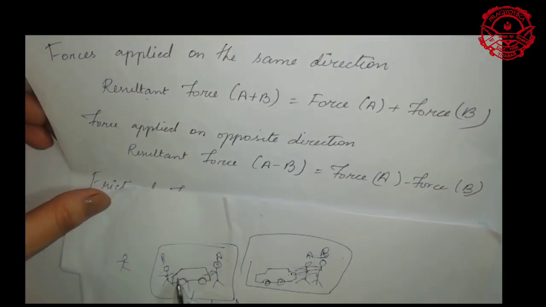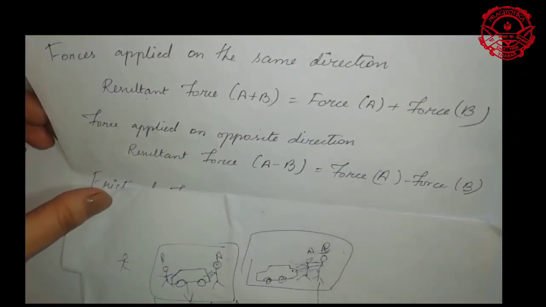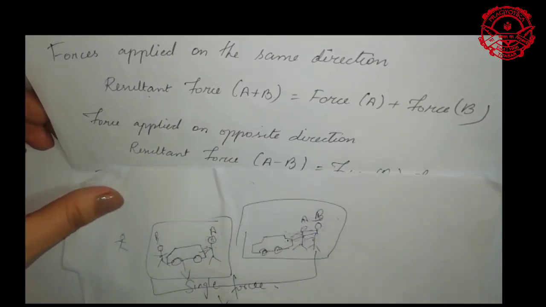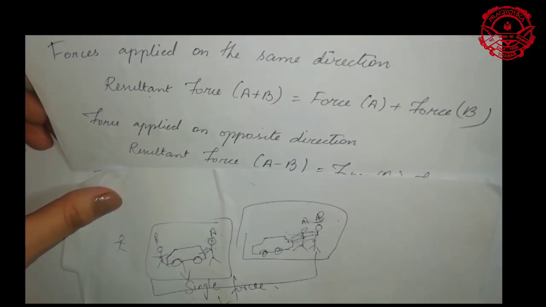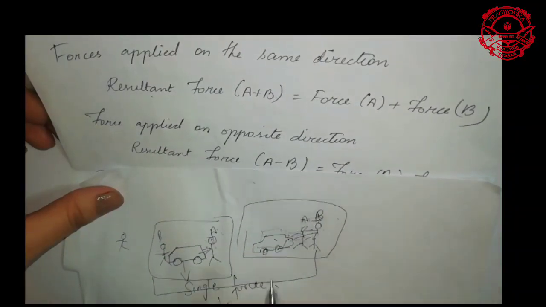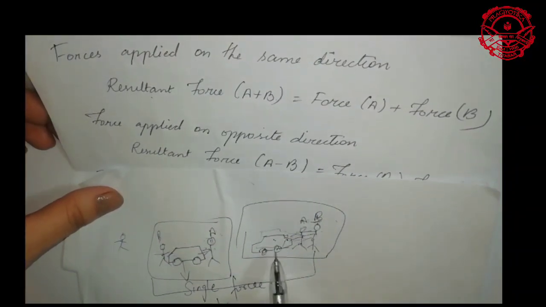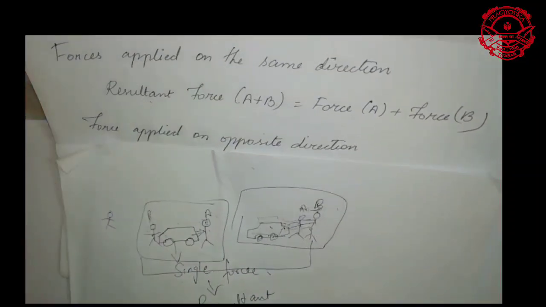Either way, whether it's in the opposite direction or the same direction, this is known as your resultant force, because a single force is being produced. As your book has explained, when two or more forces act on a body to produce a single force, it is known as your resultant force. So I hope you're clear with this.